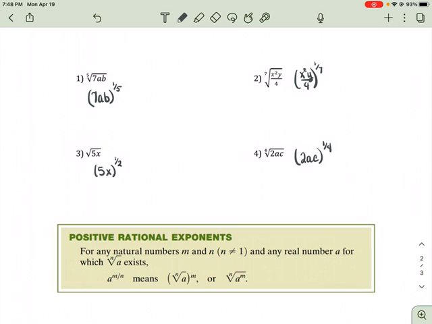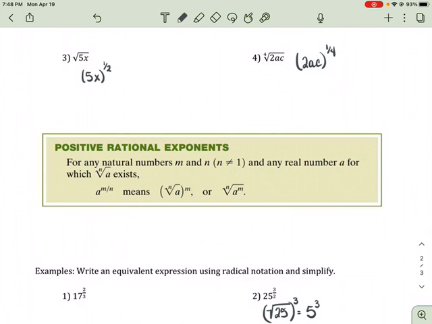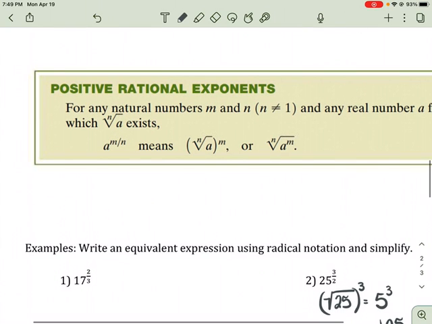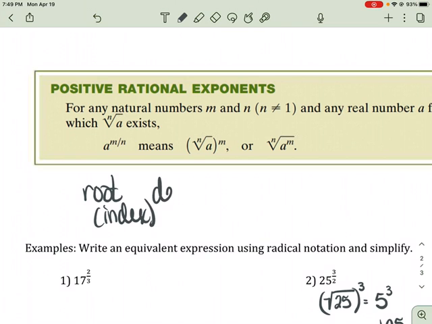Now, if your radical also has an exponent involved, that changes it a little bit. For any natural numbers m and n, where n is not equal to 1, the nth root of a means that a to the m over n is the nth root of a to the m, or the nth root of a, to the m. So basically this means that the root, or your index, is the denominator.